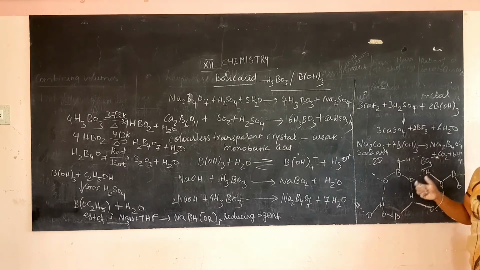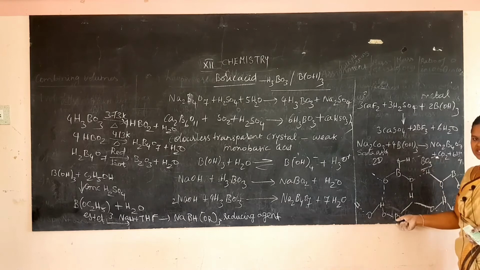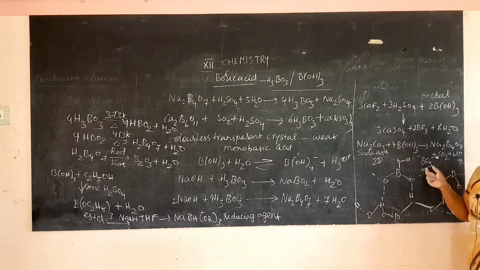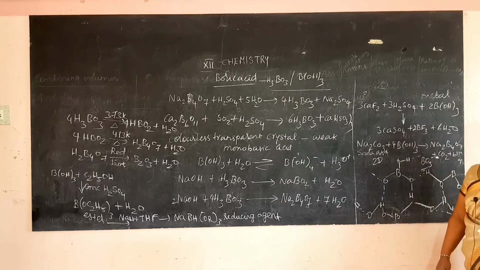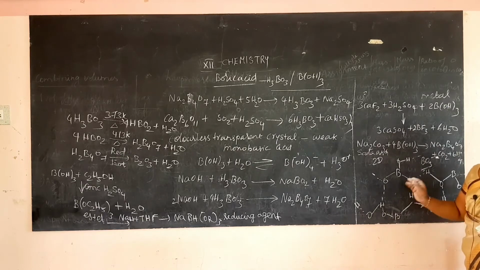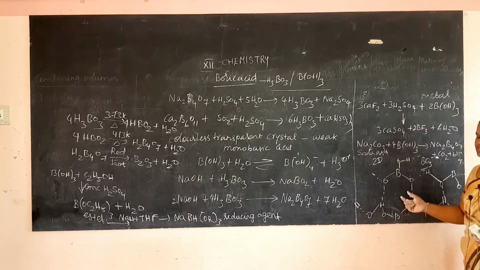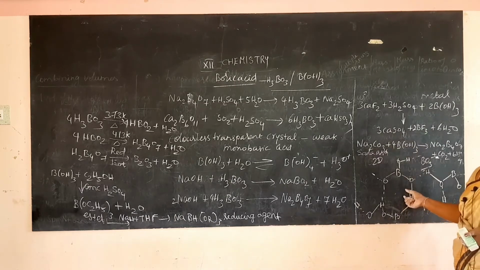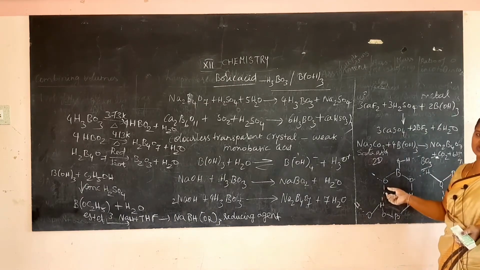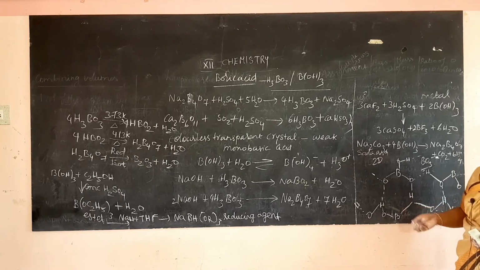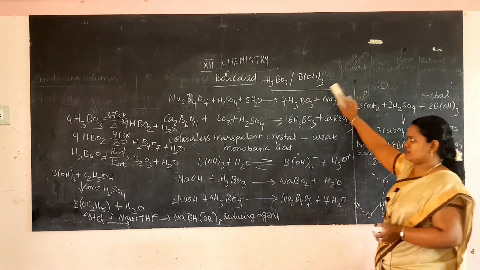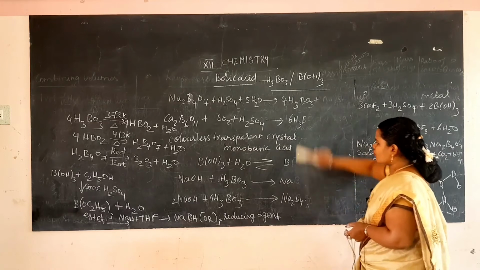What all should we remember here? Two-dimensional layered structure, and the BO3 units are linked to hydrogen through hydrogen bonds. What is a hydrogen bond? A bond between hydrogen and oxygen is a hydrogen bond. So what is the structure of boric acid? It has a two-dimensional layered structure. What are the uses of boric acid? Now we will see the uses of boric acid.